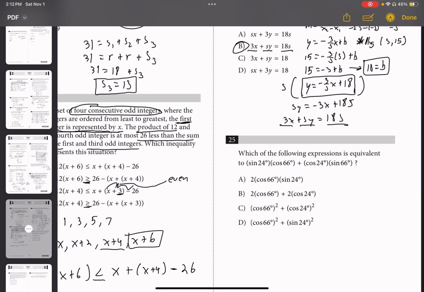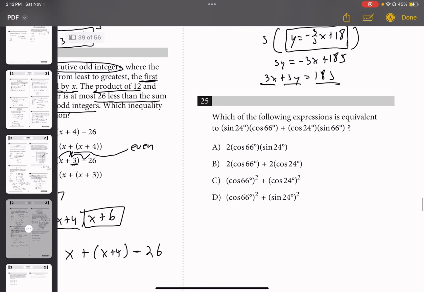Looking at this next problem, which of the following expressions is equivalent to sine of 24 degrees, cosine of 66 degrees, plus cosine of 24 degrees, sine of 66 degrees? This question relies on your knowledge of one formula, and that is that sine of A is equal to cosine of 90 minus A, and cosine of, let's say, B is equal to sine of 90 minus B.